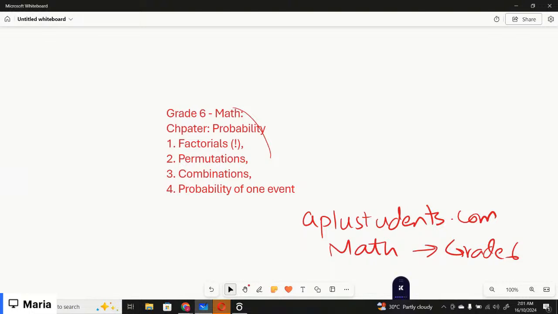And the lessons we're going to cover today are factorials, permutations, combinations, and probability of one event. So please make sure you have your notebook and pencil so that you can note down the important examples and definitions as well.